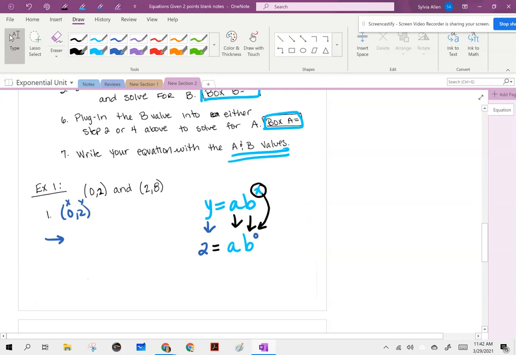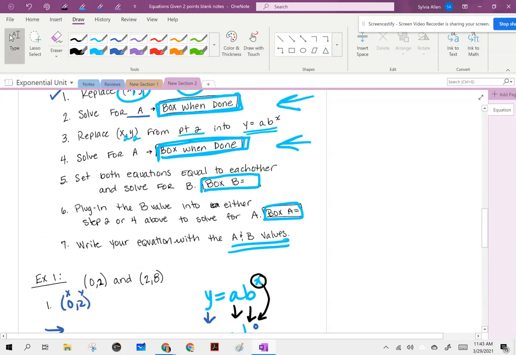So we're going to go ahead and simplify. Remember that b to the 0 power is just 1. So we've got 2 is equal to a times b to the 0 power, which is just 1. Again, a times 1 is just a, so a is equal to 2. We're going to box this: a equals 2.